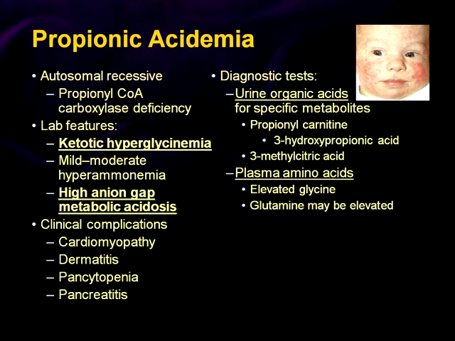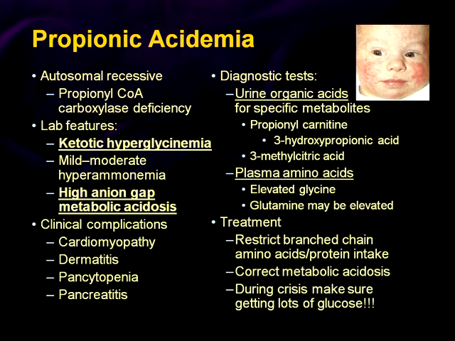Diagnostic tests include urine organic acids for the specific metabolites, looking for propionyl carnitine, 3-hydroxypropionic acid, and 3-methylcitric acid. On the plasma amino acid, you'll see elevated glycine, and your glutamine may also be elevated. So you want to restrict your branched-chain amino acids and your overall protein intake, correct your metabolic acidosis, and during crisis, make sure you're getting lots of glucose. What you're trying to do with all of these is shut down catabolism. Okay? Sugar never hurt anybody. You can always push more sugar while you're waiting to try to figure out what's going on.